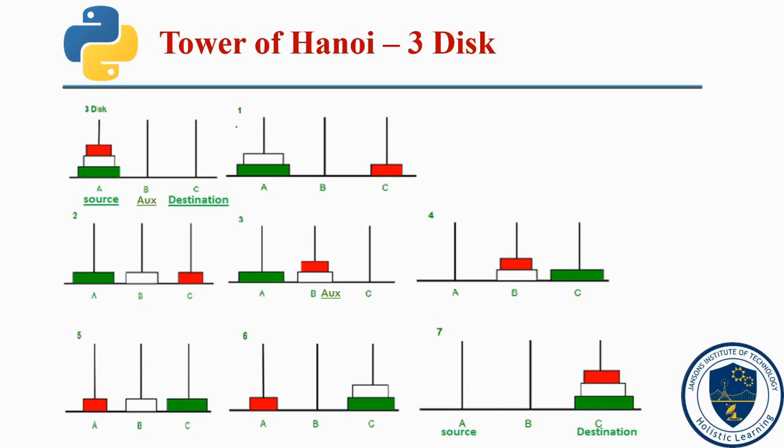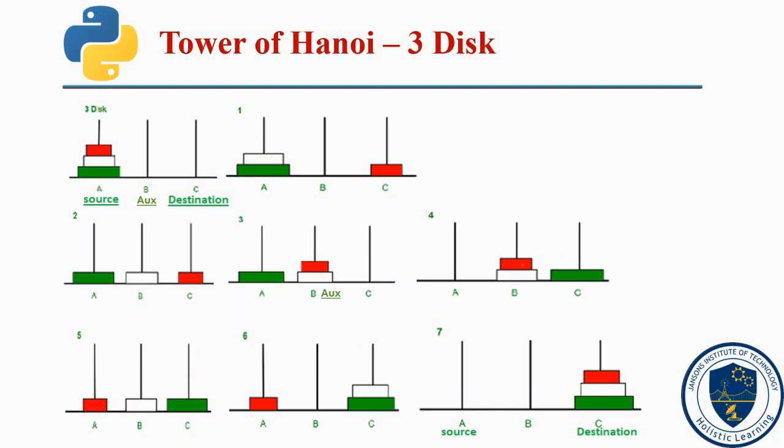Here goes the first step. I am moving the small one to tower C. Next, I am moving the medium to tower B, followed by taking the small disc again from tower C to tower B. Until now you would have noticed we have not violated any of the rules. So the next move is from tower A to tower C. I have moved the large disc from tower A to tower C.